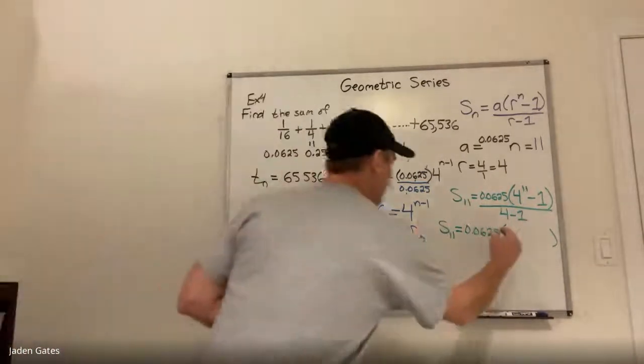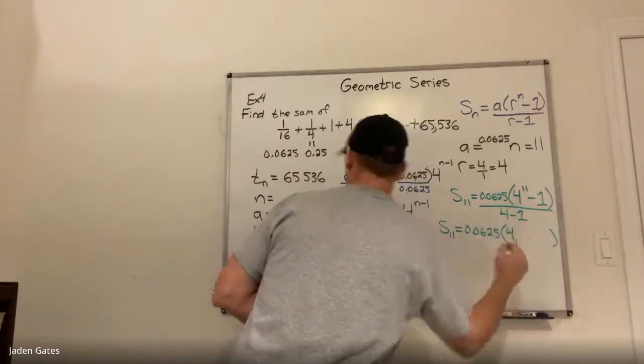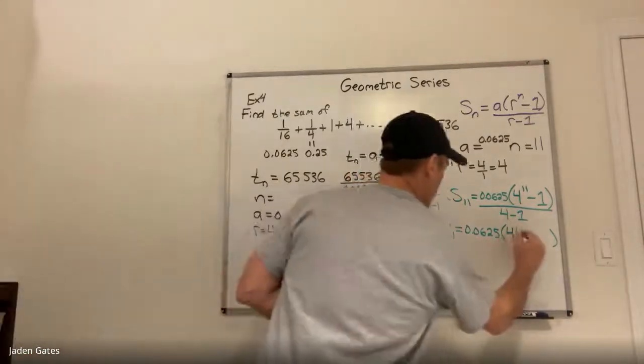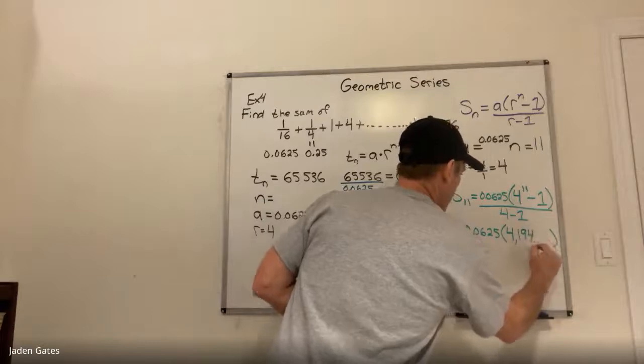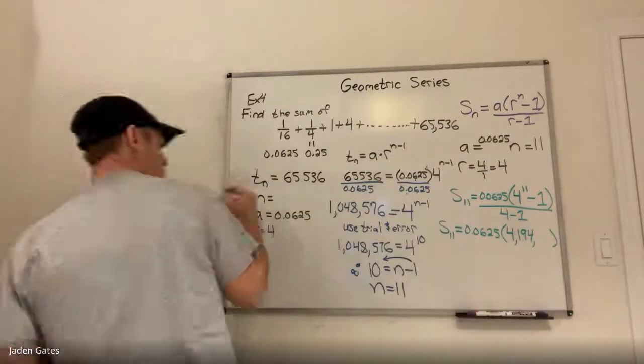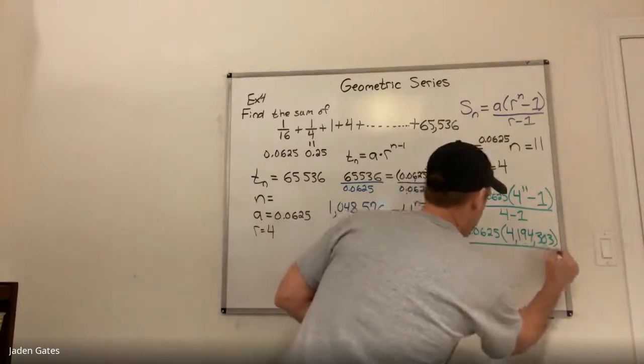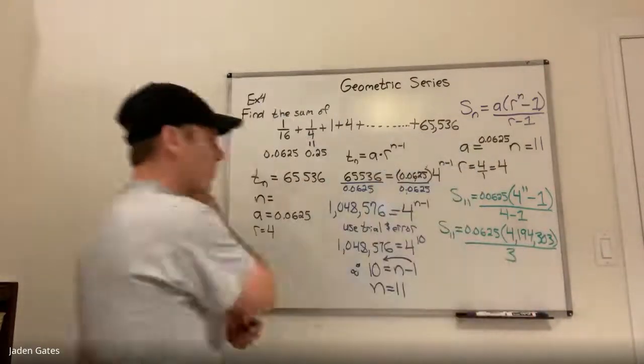So I'm going to have 4 million, hopefully I can fit it in here, 194, and then what did I have again? 304, so I minus 1, it's going to be 303. Down to the bottom, 4 minus 1 is 3.